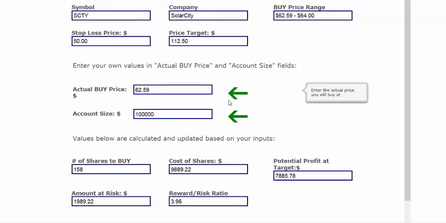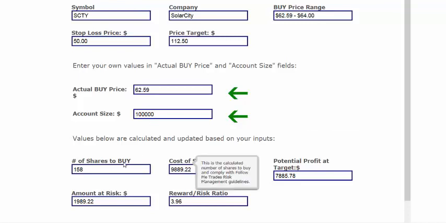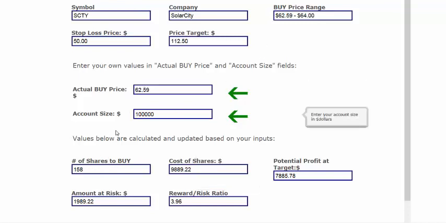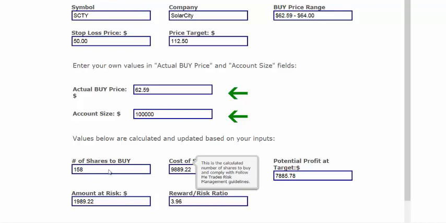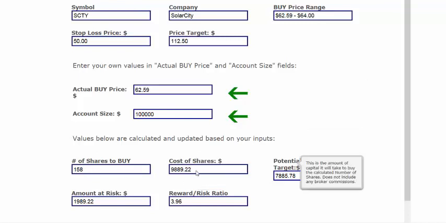Here you can see these green arrows are pointing to fields that you can change, and you can enter the actual value that you get into the stock at, and your account size. What it gives you is the number of shares to buy. Like in this case, if it were a $100,000 account, and we got in right at the 62.59, it says buy 158 shares.